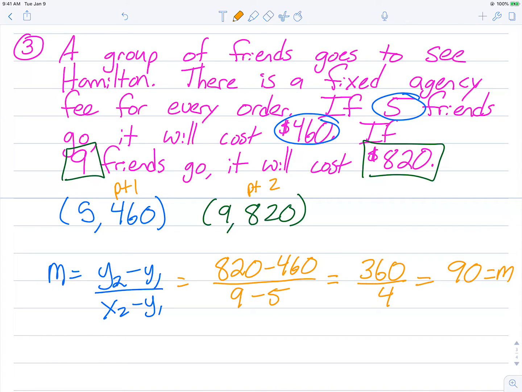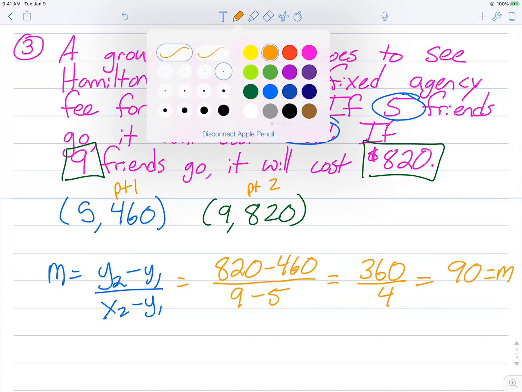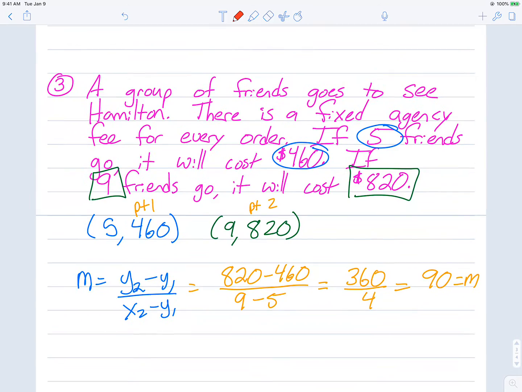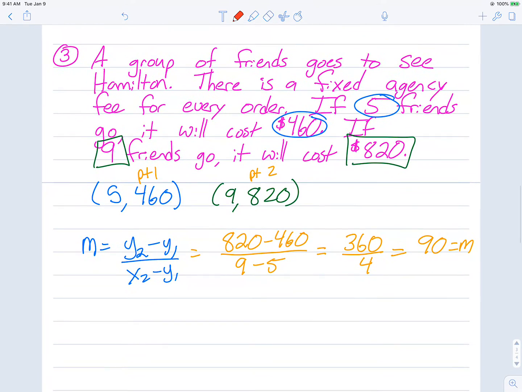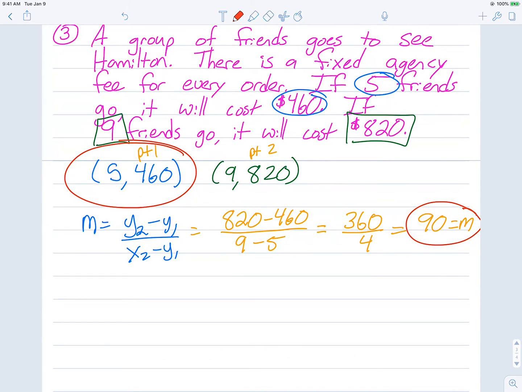So that's my slope, which means that each Hamilton ticket cost them $90. They're probably sitting up in the top balcony, but that's okay. At least they get to go see Hamilton. So now I have a slope, and I have 2 points. So I can choose either point. It really doesn't matter which one you choose. I'm just going to choose 5, 460. If you want to choose 9, 820, go for it. You will end up with the same exact equation once you've simplified.